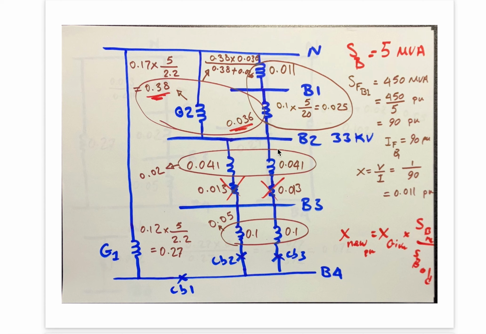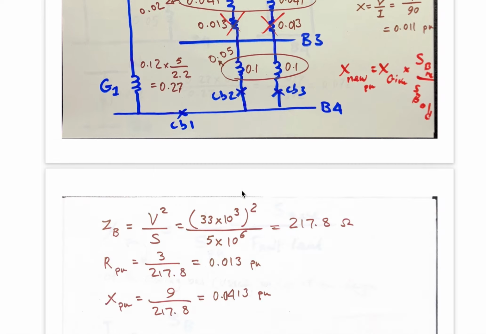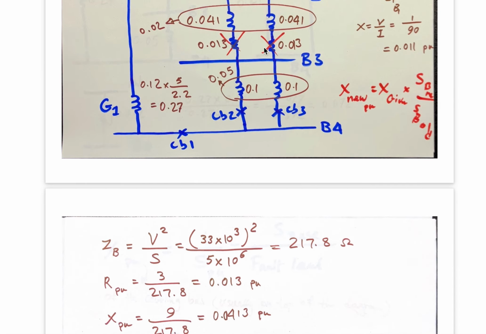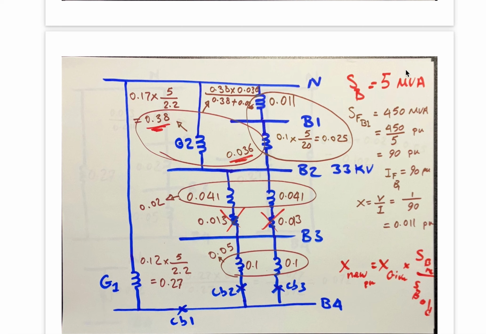Now let's see how we calculated the per unit values of the transmission lines. So you know a base impedance equals V squared divided by S. Here the voltage level of these transmission lines is 33 kilovolt, so the voltage is 33 times 10 to the power 3, squared. And for power, you should use the common base power of the system, 5 MVA.